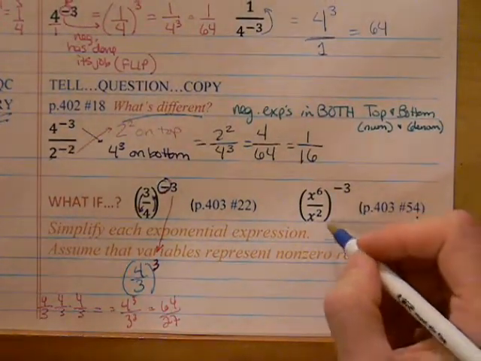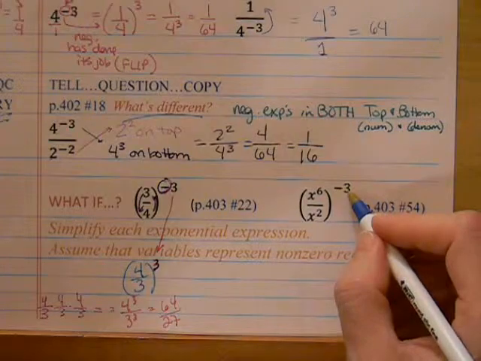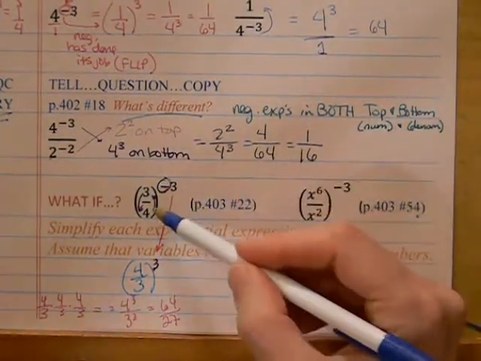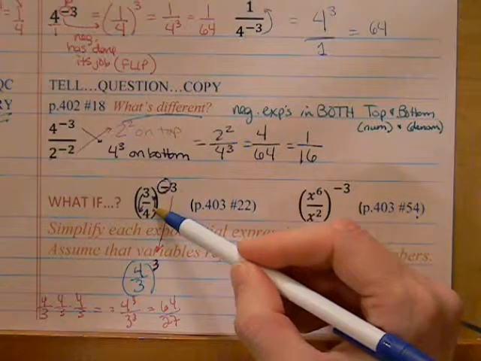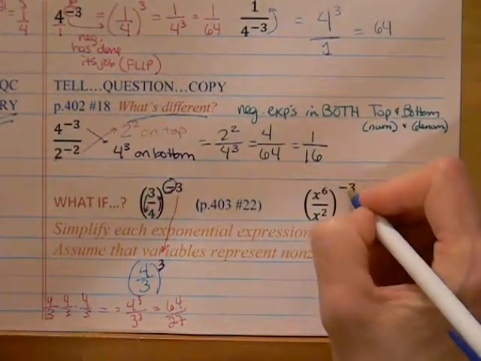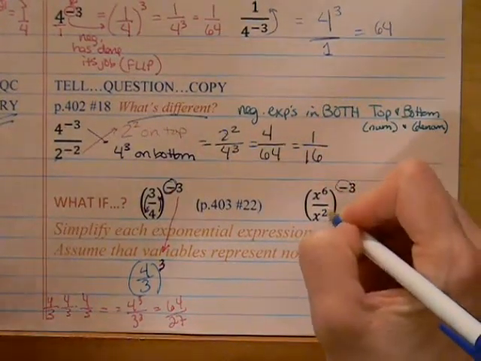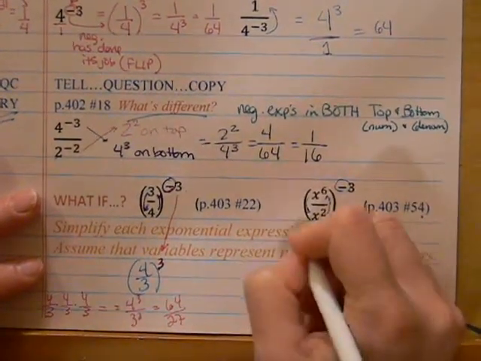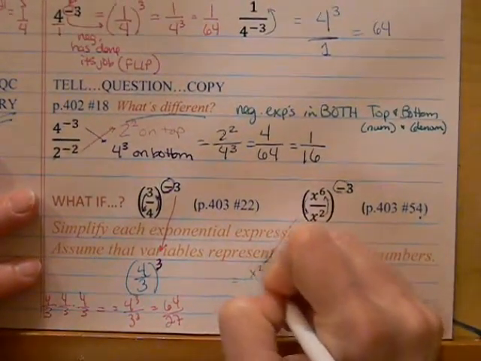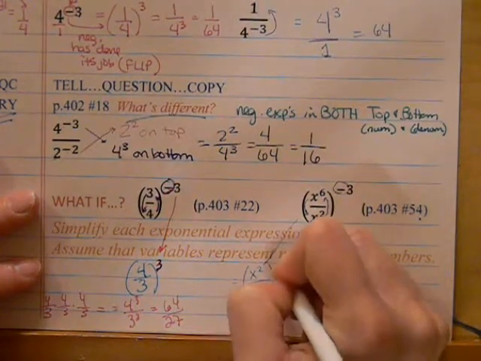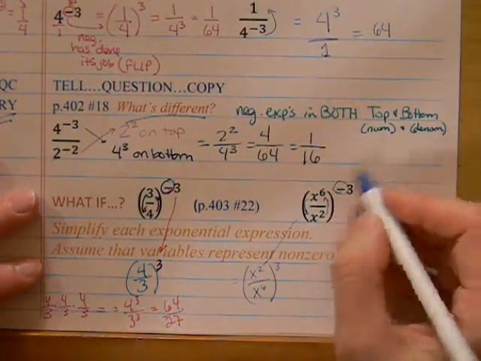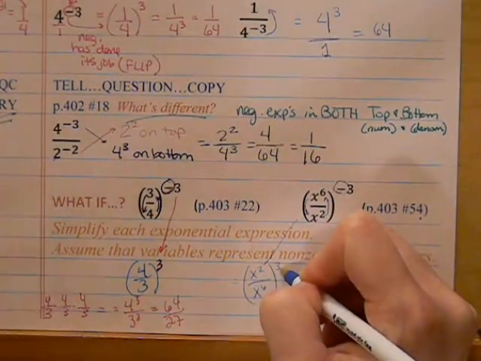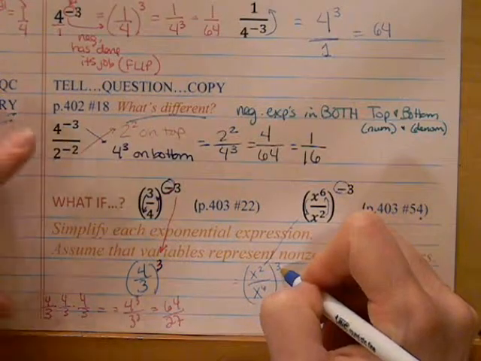X to the 6th over x squared, the whole thing raised to the negative 3. There's actually more than one way to do this problem to start it. Some of you, based on what you saw on this previous numerical example, might go, hey, I know exactly what to do. This negative exponent, it just flips the places of these. It puts the x squared on top, the x to the 6th on the bottom, still raises the whole thing to the third power. So you have the negative doing its job of flipping, switching places, then everything else remains the same, and then you work on it from there.